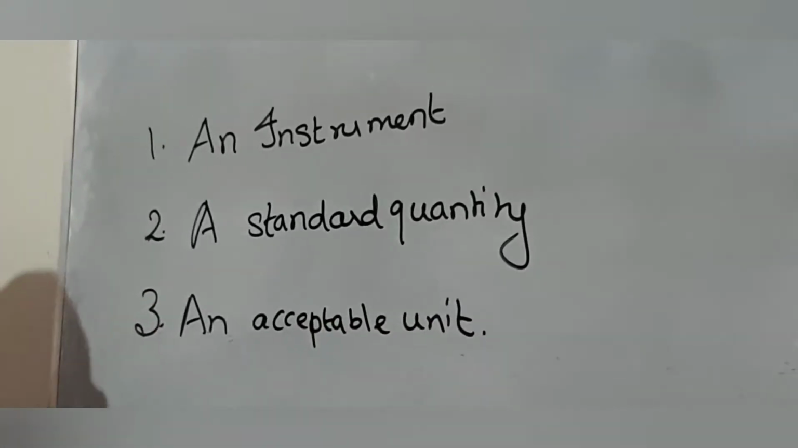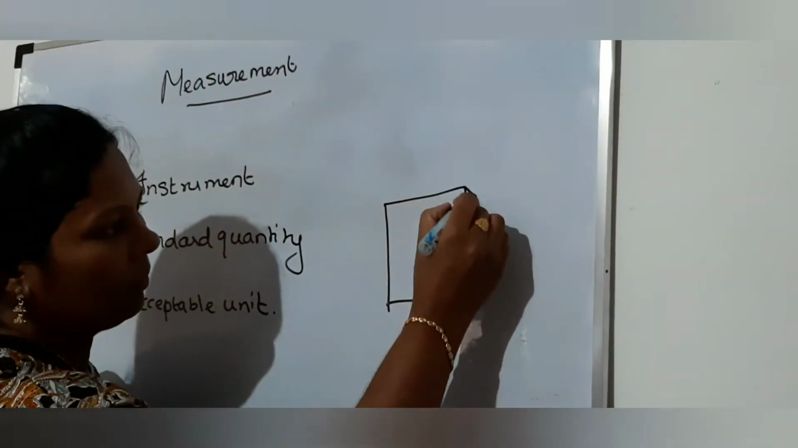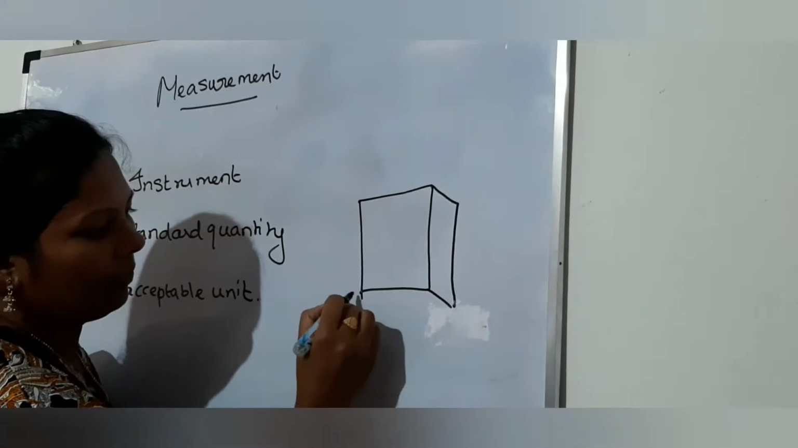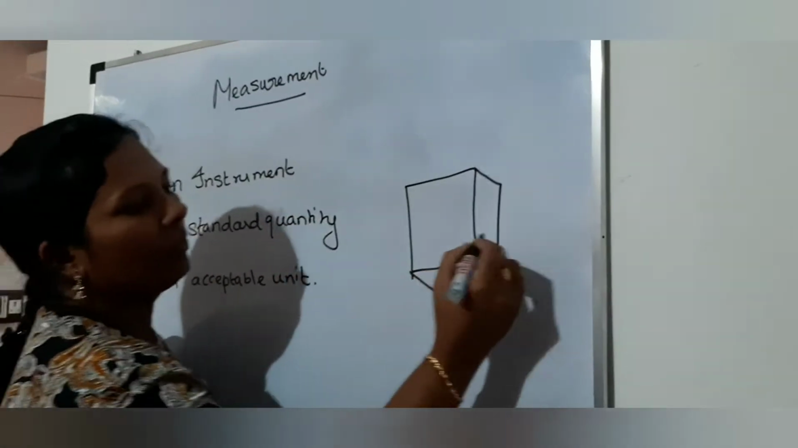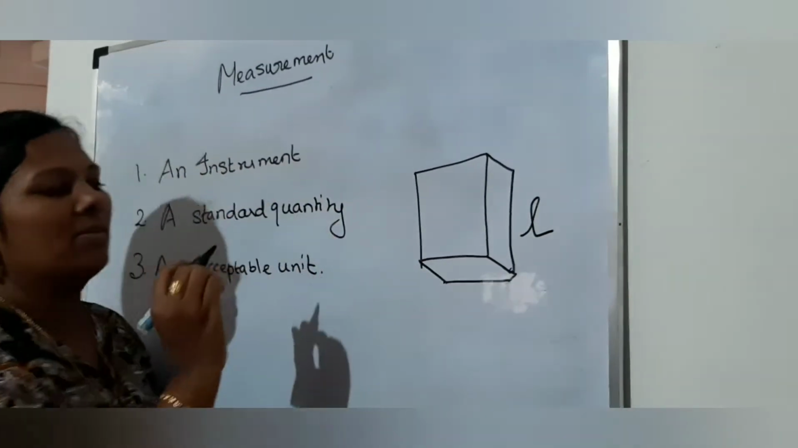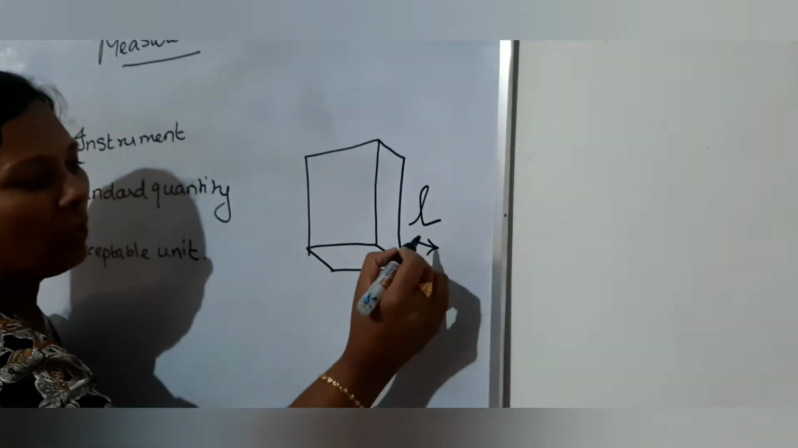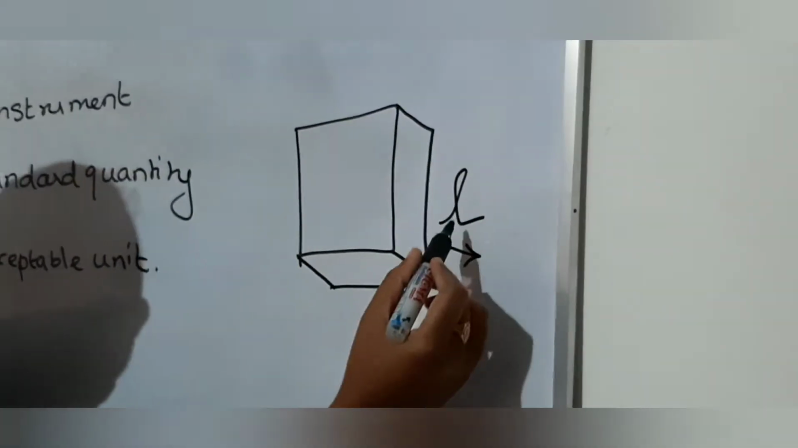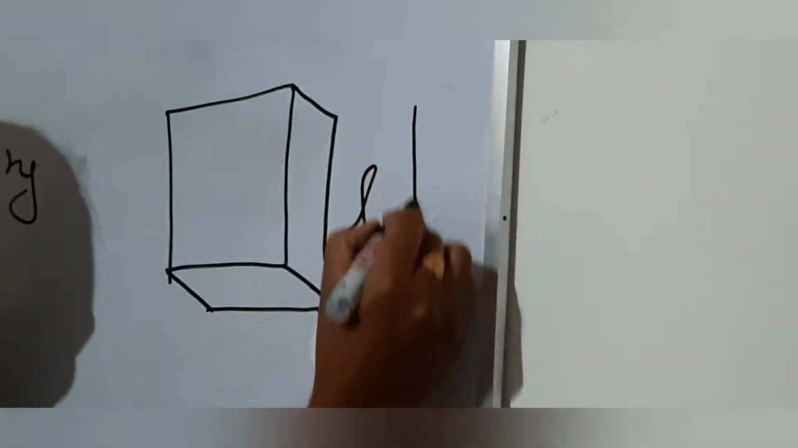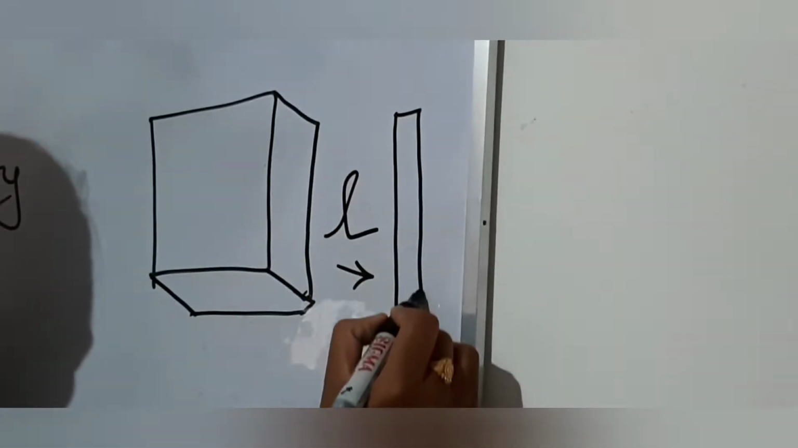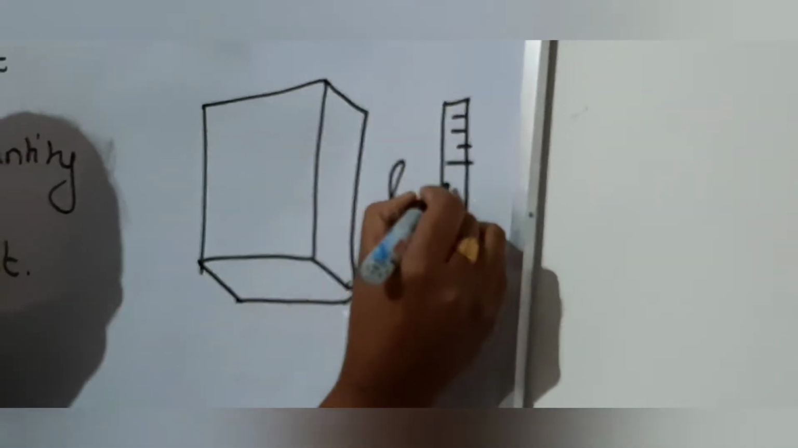For example, we can consider a book. Here, let us find the length of this book. Here, L is the unknown physical quantity. So, we need to find this unknown physical quantity using a standard quantity. For this, we need an instrument. Let this be a ruler.